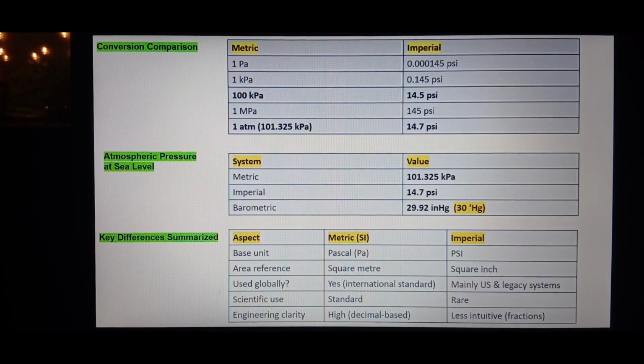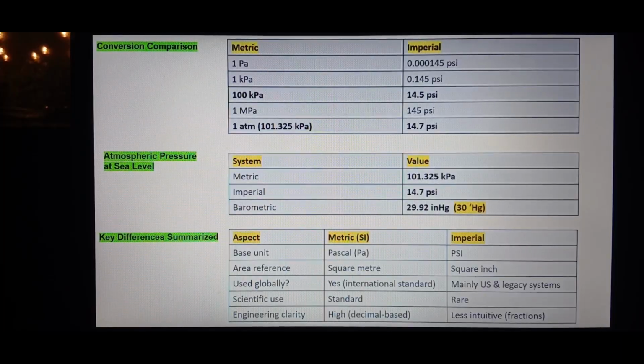Atmospheric pressure at sea level. For the metric system, that is 101.325 kPa. For the imperial system, it is 14.7 psi. For the barometric, it is 29.92, which is rounded off to 30 inches mercury.